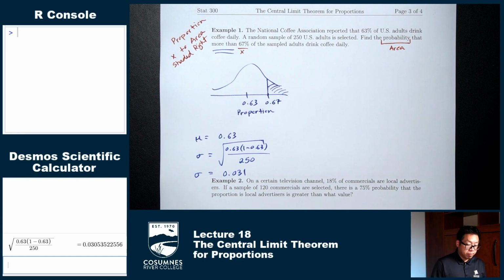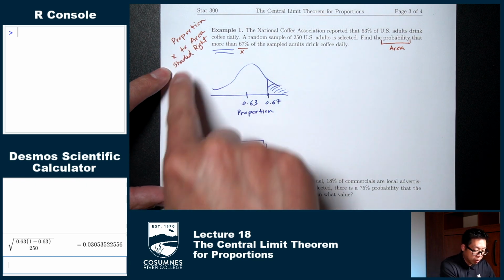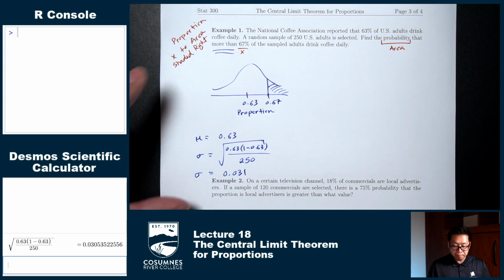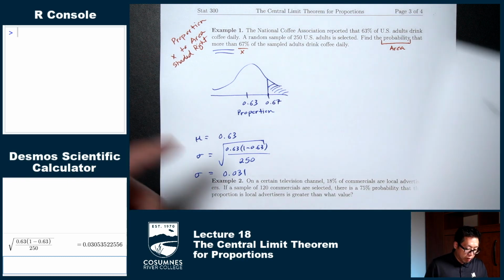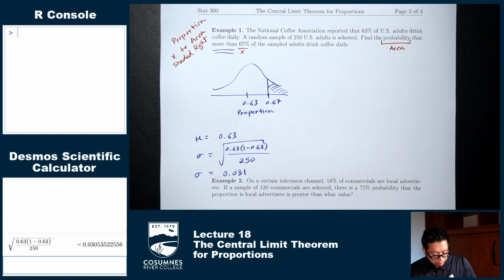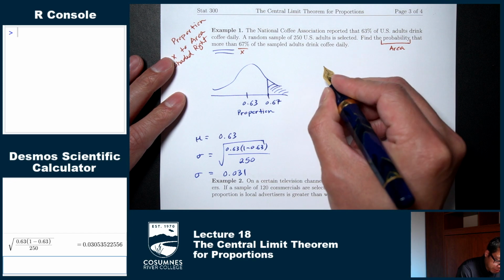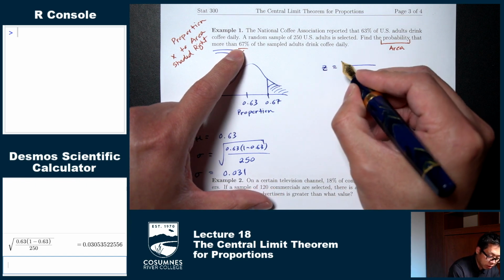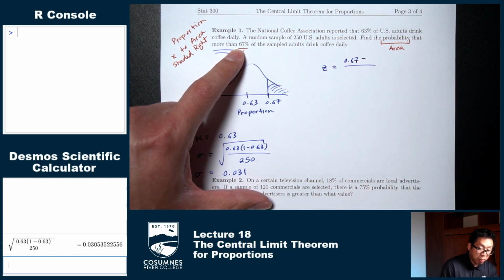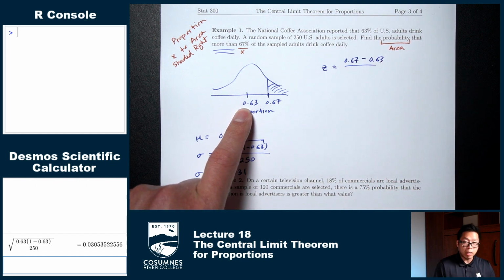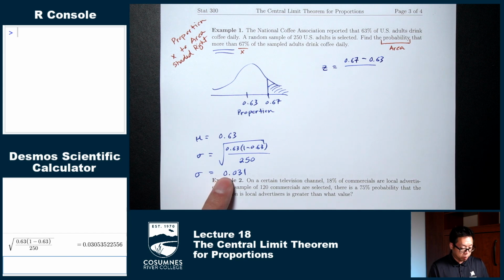From here, the rest of the question is just like any x to area shaded right question. If you need to, go back to the very first lecture that we did on normal distribution and look for an x to area shaded right question. All right, so x to area, the first thing I need to do is use the z formula to find a z-score. So z equals x minus the mean. Our x we said was 0.67, minus the mean, 0.63, what we put in the middle, divided by the standard deviation, which we found to be 0.031.